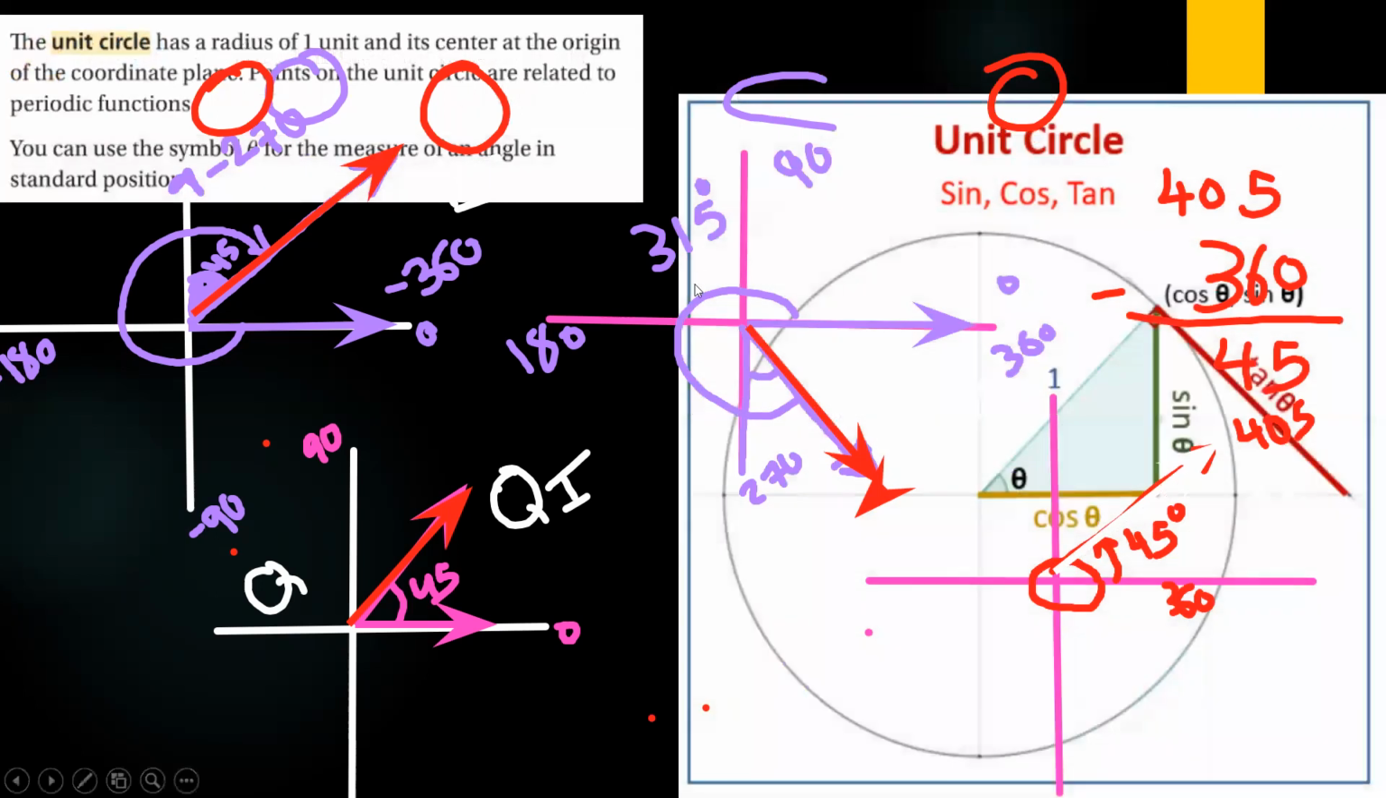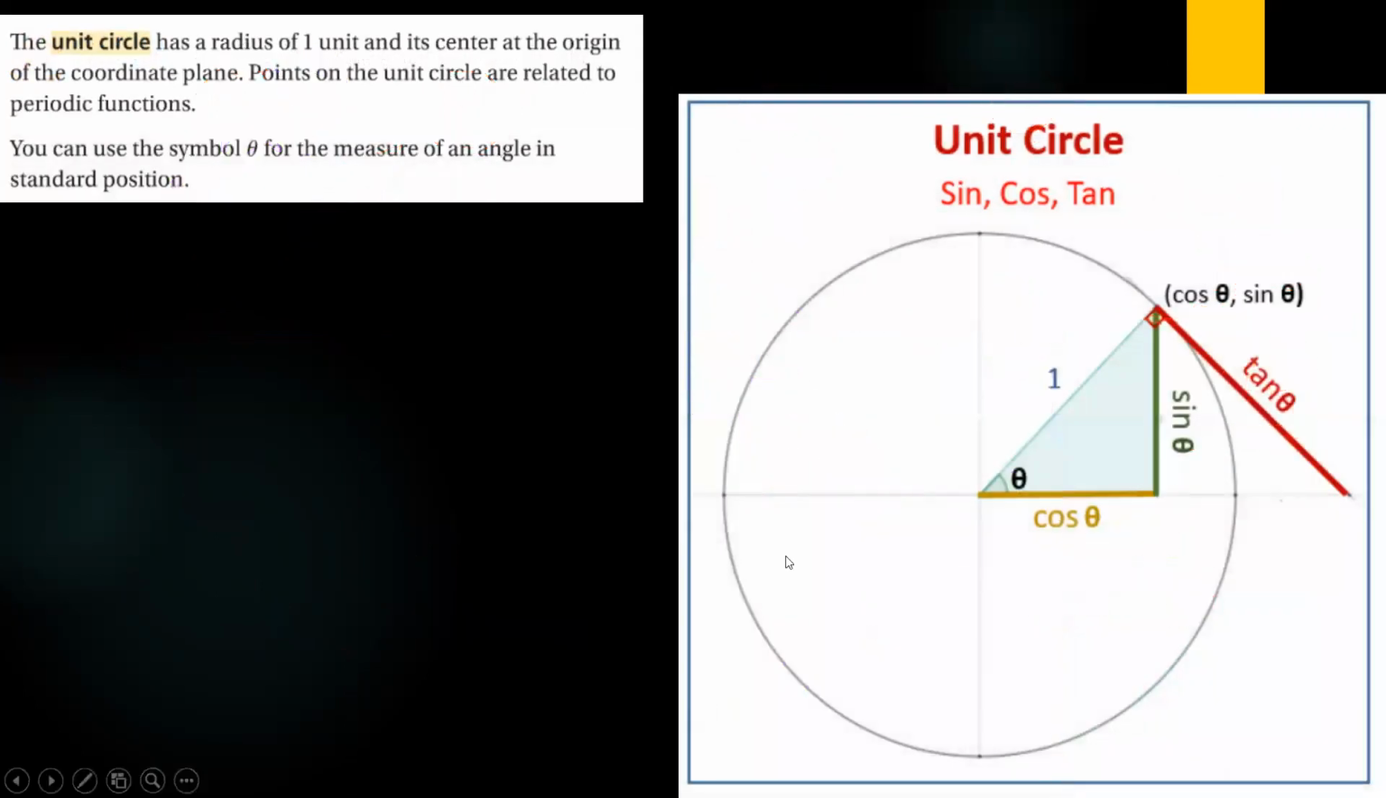Now, let's start with the unit circle. What is the unit circle? The unit circle has a radius of 1 unit. So it is a circle that I drew on the coordinate plane, but now the radius is 1 unit only. That's why we call it the unit circle. It has only a 1 unit radius, and the center is at the origin.